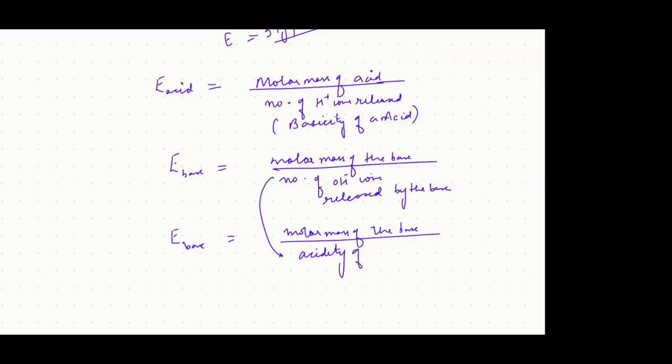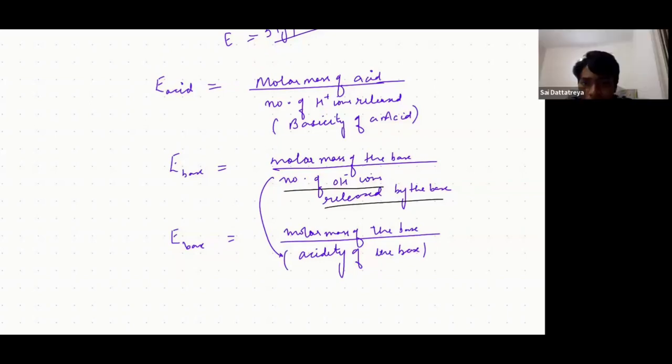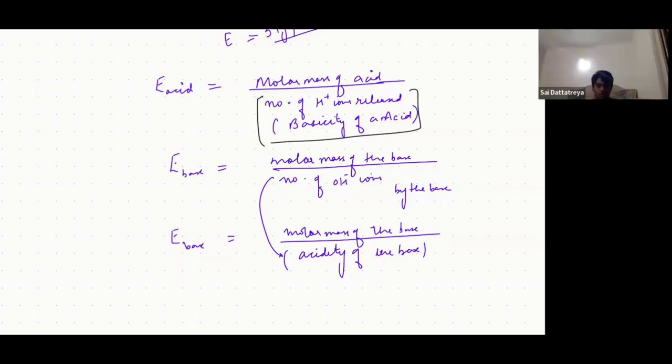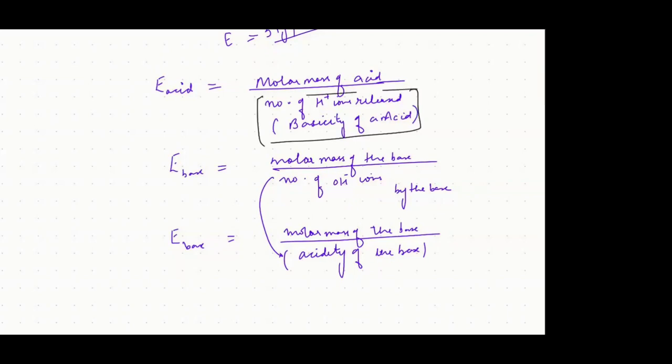Acidity of a base by itself means what? Acidity of the base basically means the n factor of the base, the number of OH negative ions. So for n factor, this would be the value. You understand my point? Got my point? Concept clear? Yes. So E acid, E base is this value. E compound would be the total positive charge or the total negative charge.